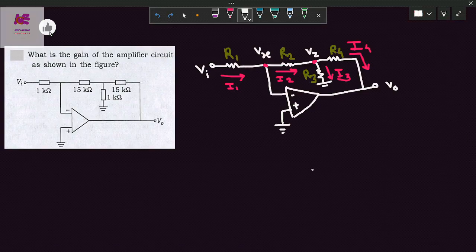We have to find out the gain of the amplifier. Here, I have drawn a general circuit where I mention R1, R2, R3 and R4 resistors and also the direction of current.